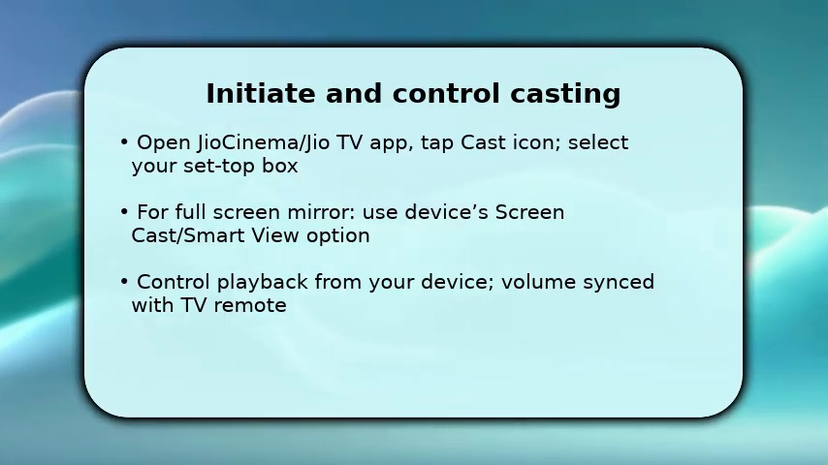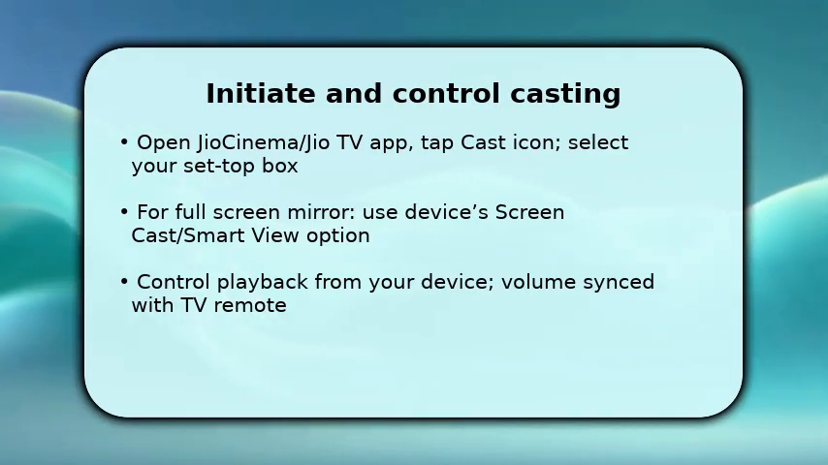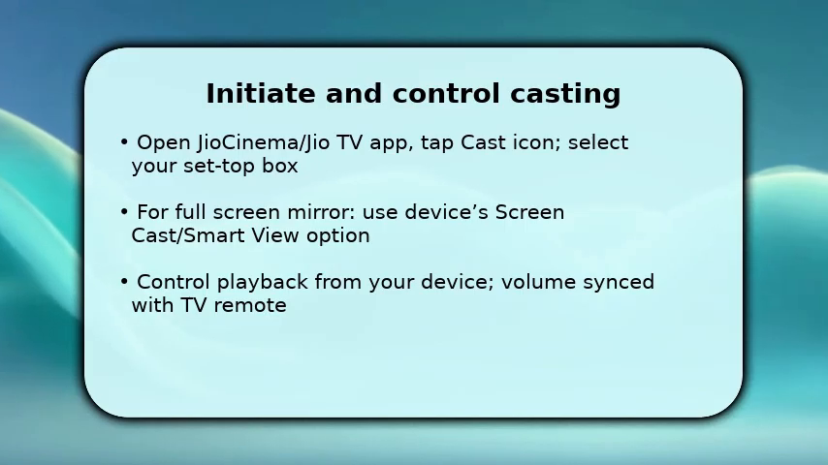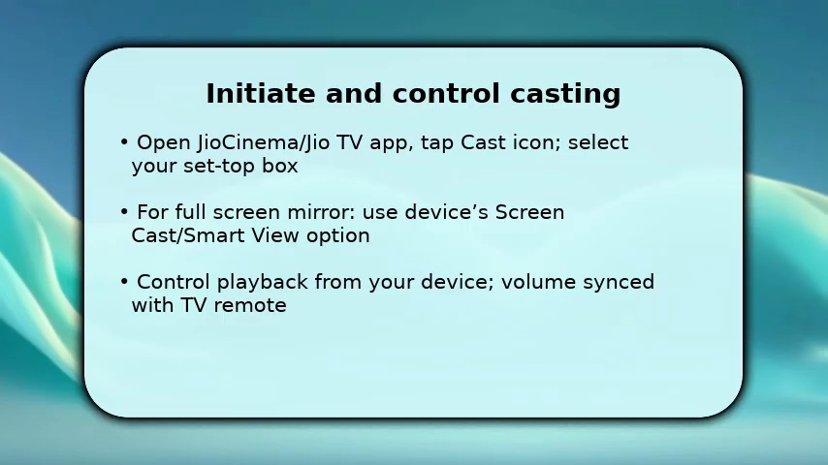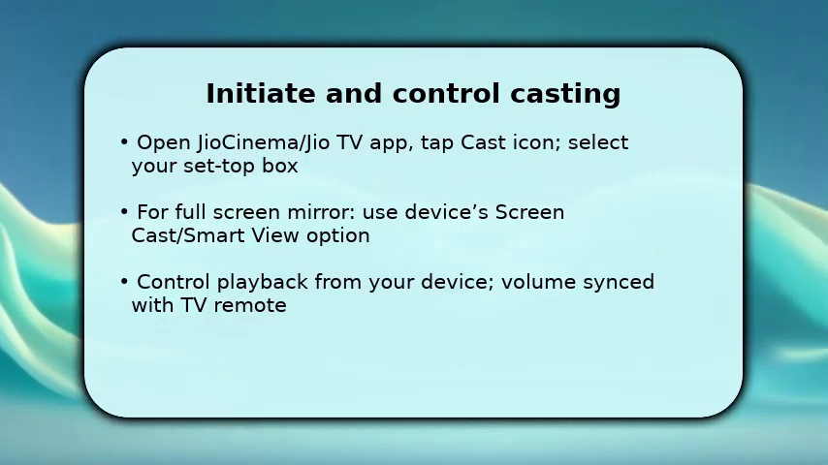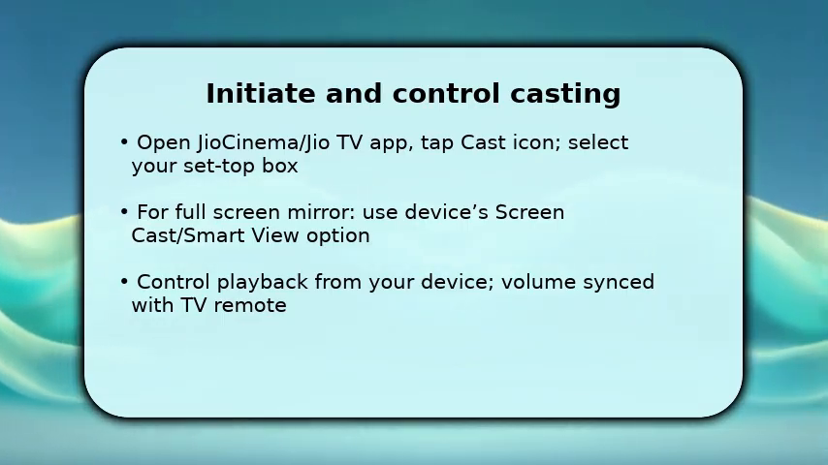If you prefer full mirror, choose Screencast or Smart View on your phone and select the box name instead, which mirrors exactly what you see. Make sure background apps aren't interrupting network bandwidth, and use Wi-Fi 5 GHz when available for smoother video. You can pause, seek, and change quality from the device.